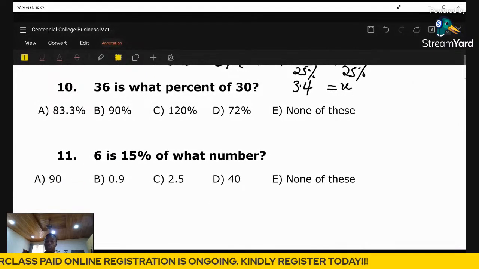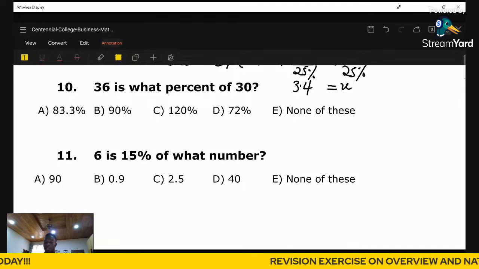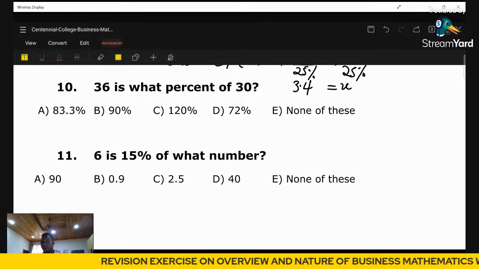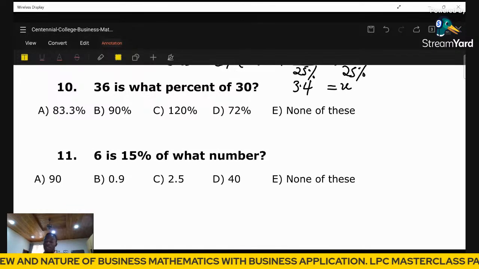Follow the same rule. 36 is what percentage of 30? So straight up here, we are dealing with the percentage, the number, and then the result. Actually, that's how it's taken on. So let's look at it from that angle. 36 is what percent of 30?